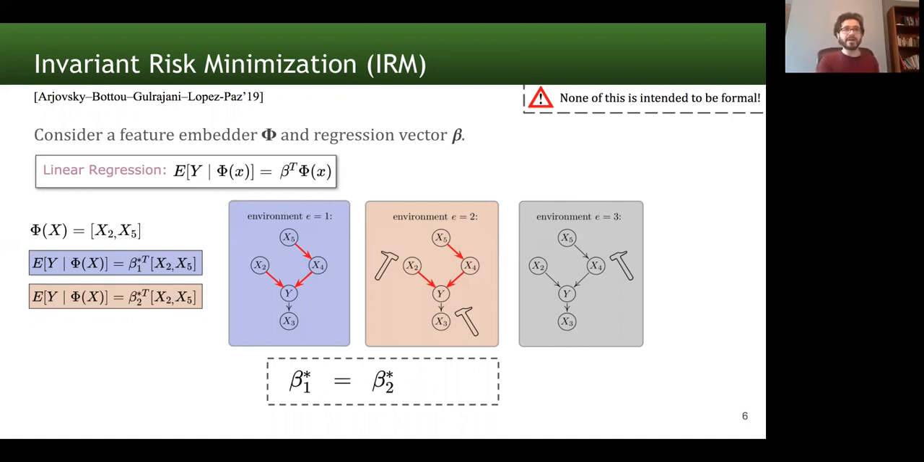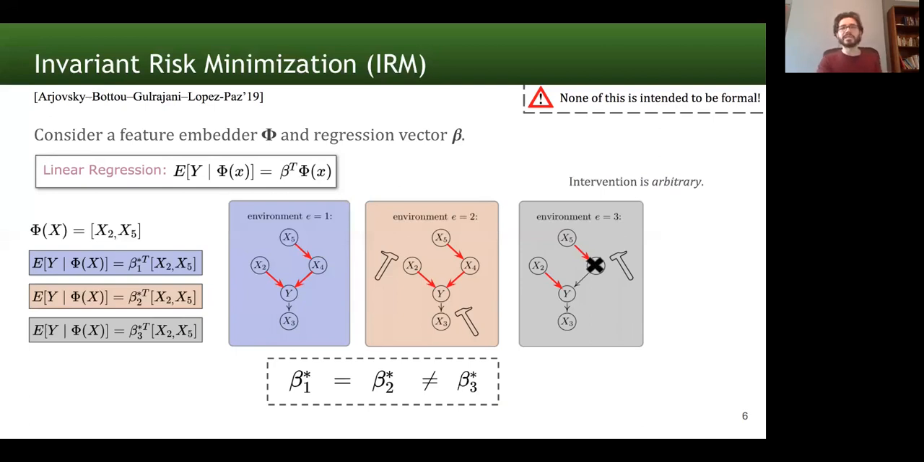So what is the optimal regression vector for environment 3? It's generated in the same way. And once again, x2 produces y in the same way. But this time, there's an intervention on the node x4, which basically means that the method by which x5 produces y is intervened upon. As a result, we would expect that the optimal regression vector for environment 3 is not quite the same. But the key thing is that the intervention is arbitrary.